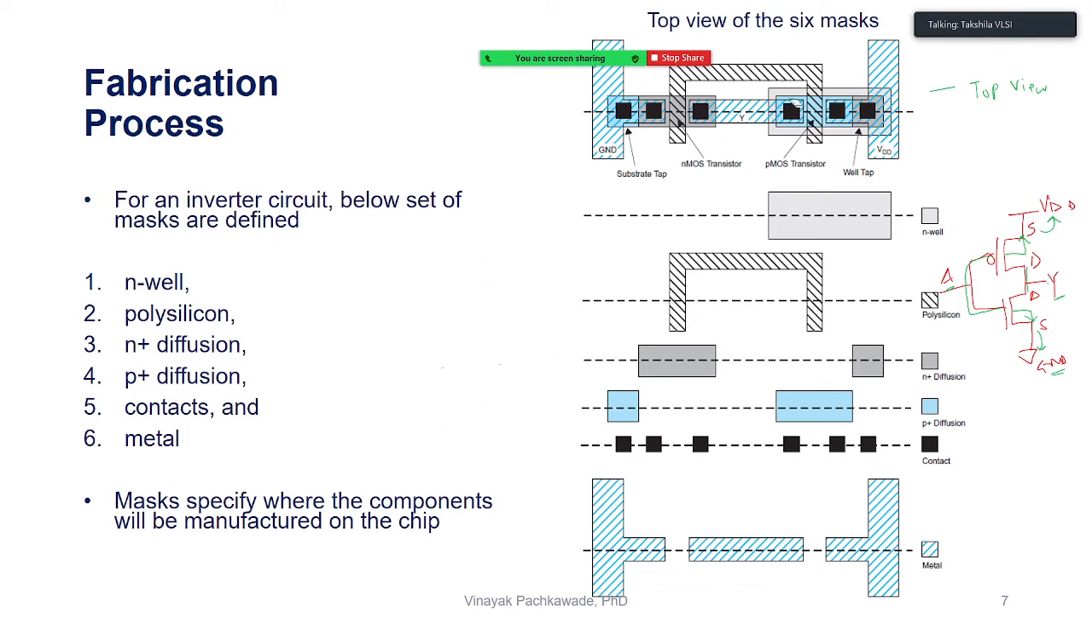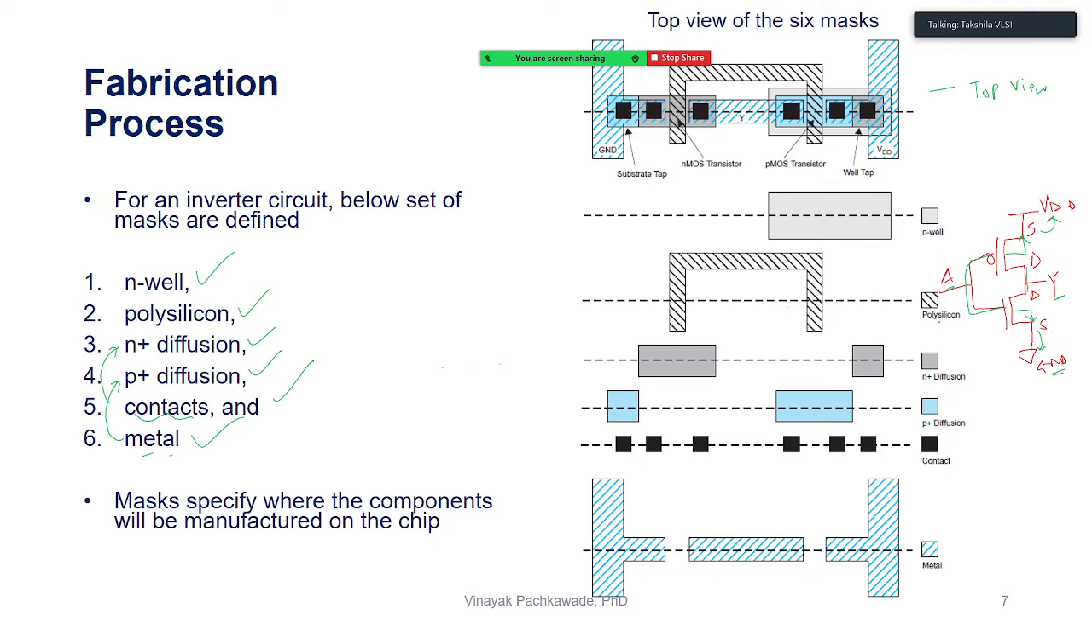For instance, you see now this top view. What you see here, first of all, how many layers do we need? We need N-well, we need polysilicon, we need N diffusion, we need P diffusion, we need contacts, and we need metal. Why do we need contacts? Contact is just to connect metal to different layers, because we know that through metal only we will have access to those points. So what does a mask do? Mask will specify where on the chip these components will be manufactured. What are those components? Polysilicon is a mask here.